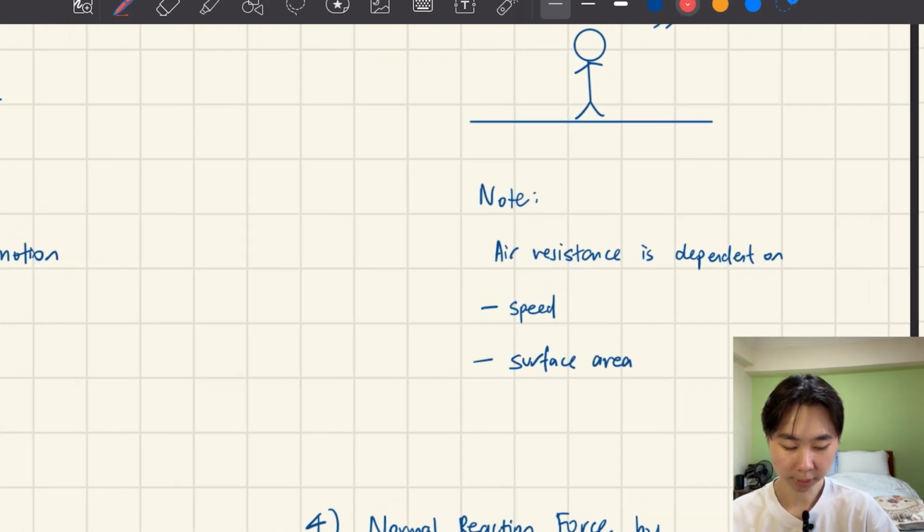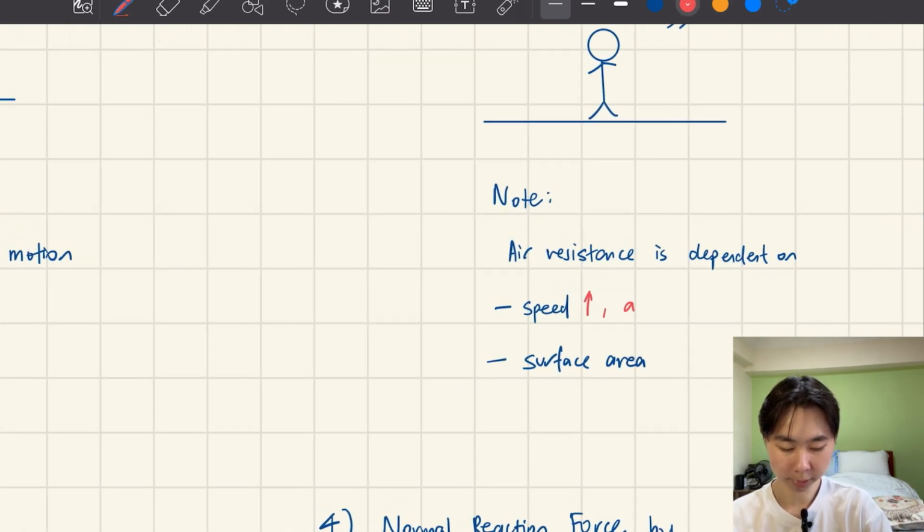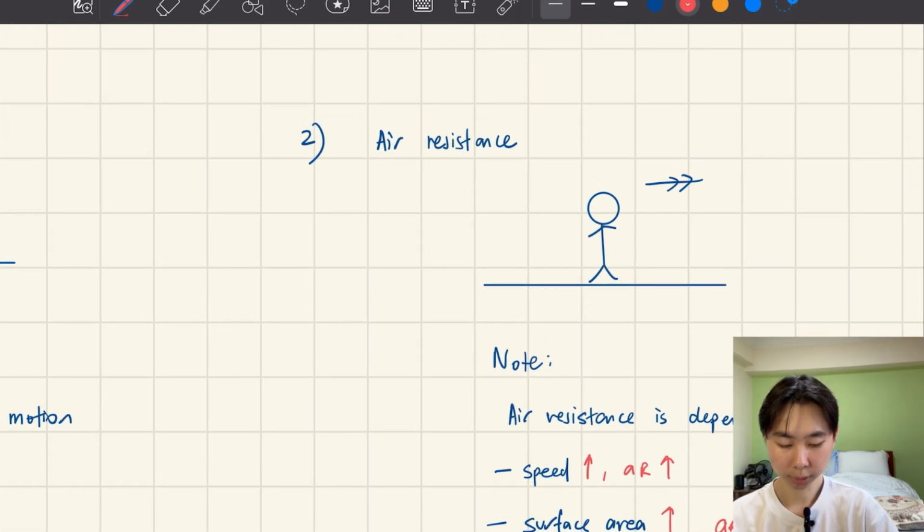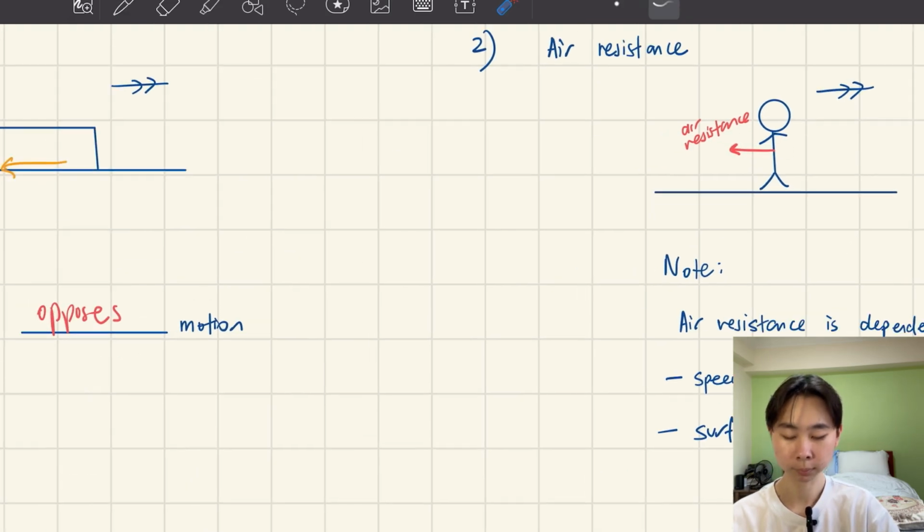So what that means is that when my speed increases, my air resistance will actually increase also. And then if my surface area increases, my air resistance will also increase. So let's say I got this guy that's moving towards the right. The air resistance again will oppose motion similar to your friction, and it will act towards the left. And for this air resistance, you don't have to draw it on the ground since it's in the air. You just need to make sure that your force is acting on the guy.